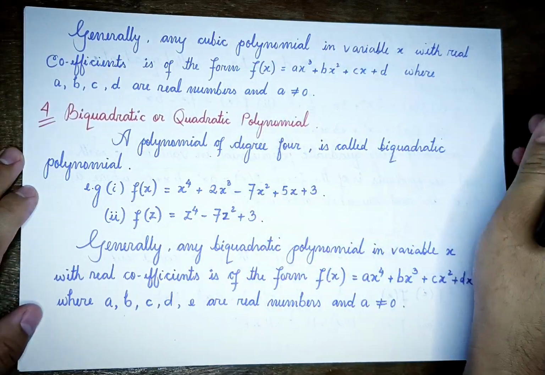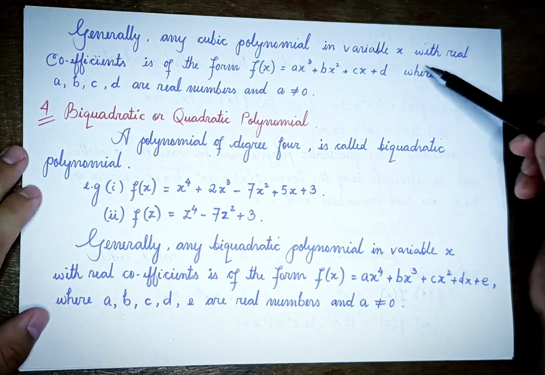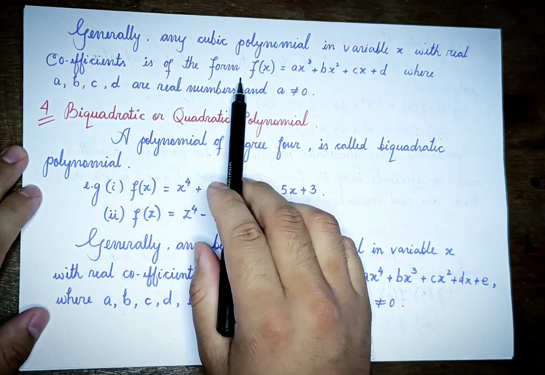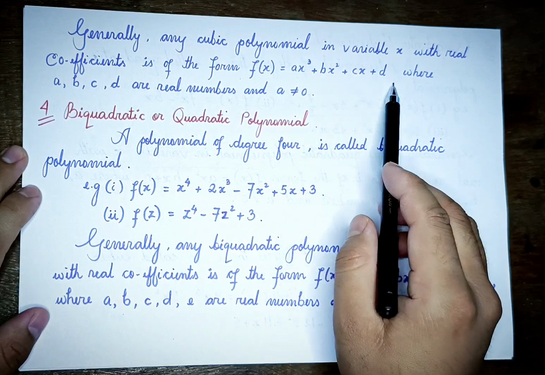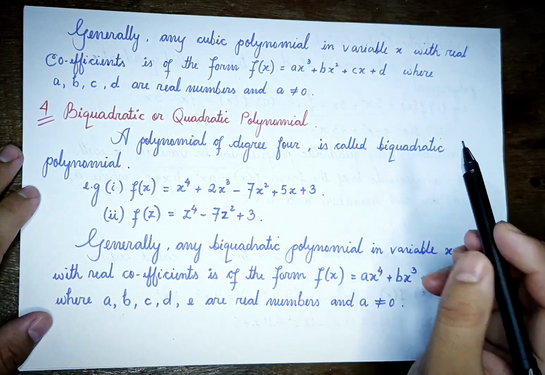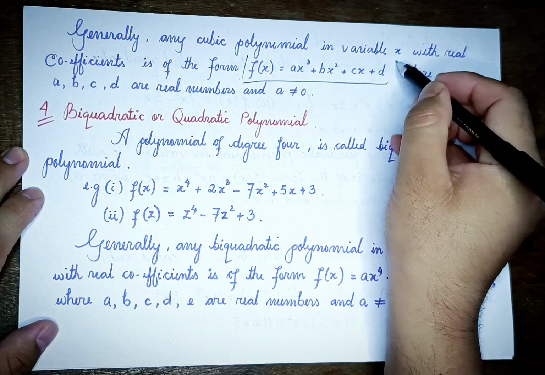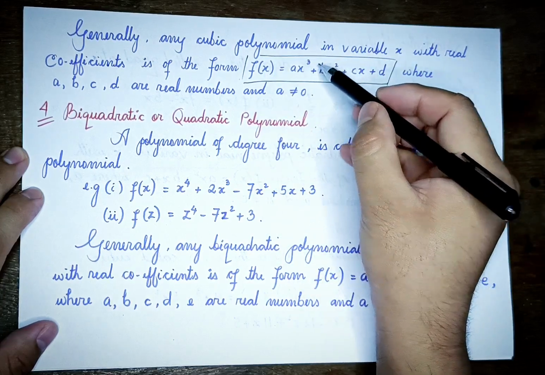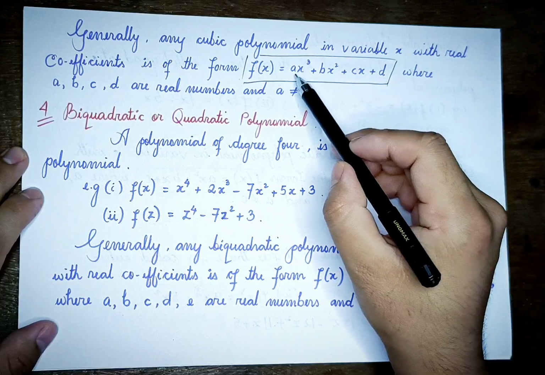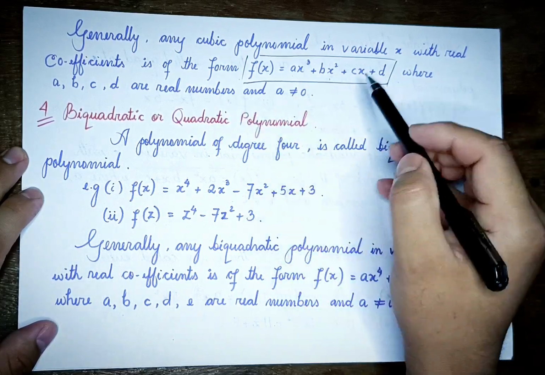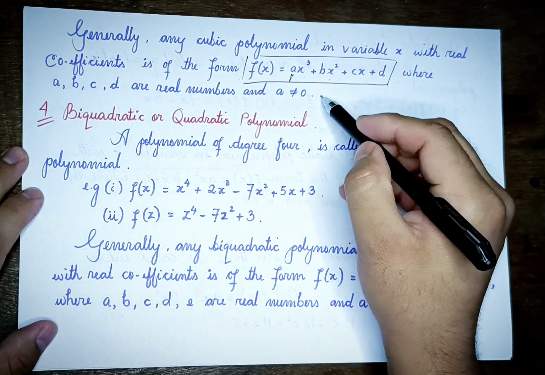Generally, every cubic polynomial in variable x with real coefficients is of the form f of x is equal to ax cubed plus bx squared plus cx plus d. Here a, b, c, d are real numbers and this a must not be equal to 0.